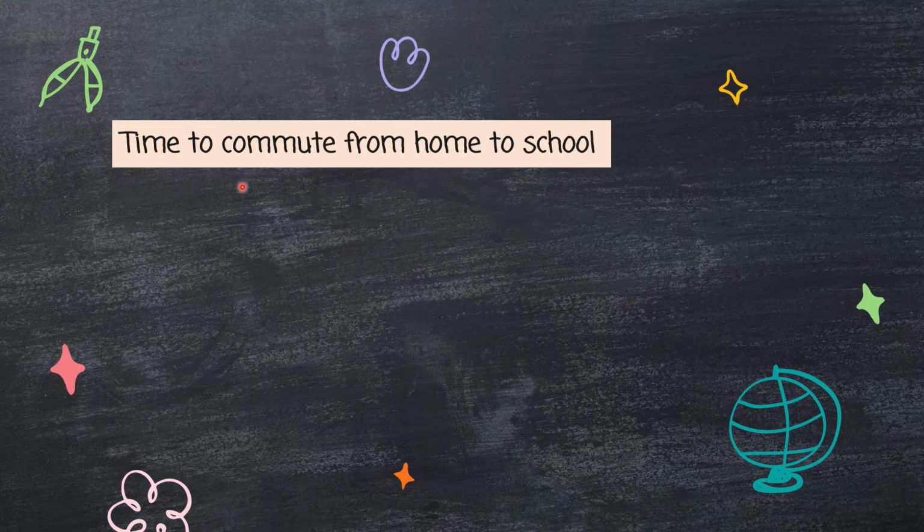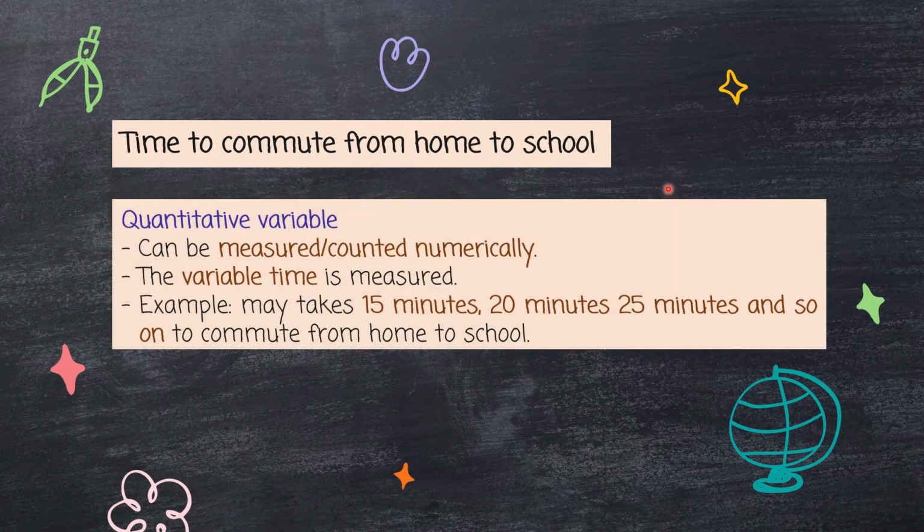Next, time to commute from home to school. This is a quantitative variable because it can be measured or counted numerically. So the variable time is measured. Example: it may take 15 minutes or 20 minutes or 25 minutes and so on to commute from home to school.